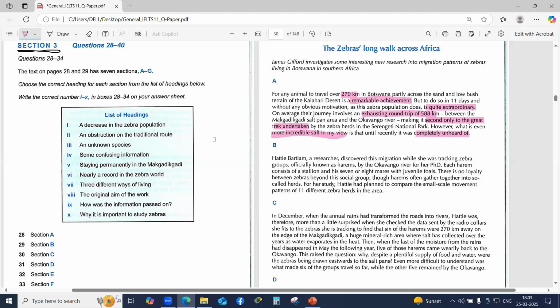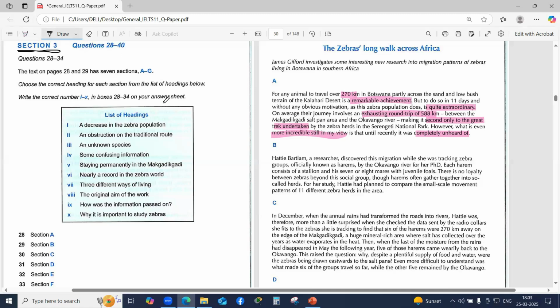If you see the highlighted portions here: 270 kilometers, remarkable achievement. It's quite extraordinary. They are doing a round trip of 588 kilometers. It's second only to the greatest trek undertaken by zebras. This is incredible. This is unheard of.